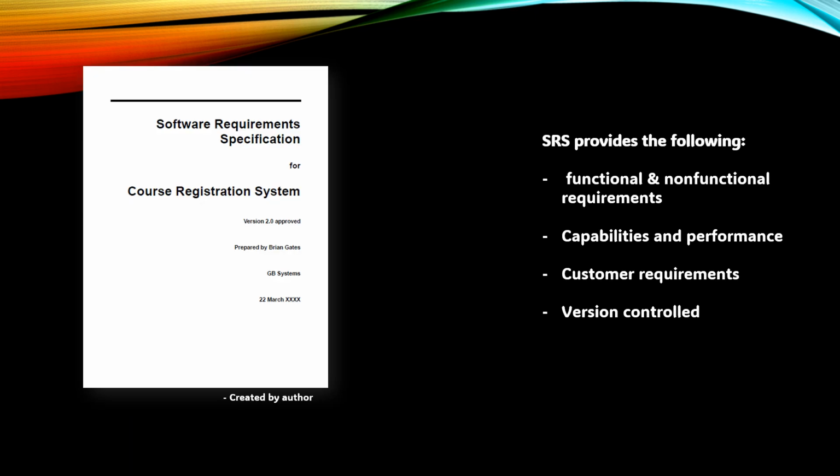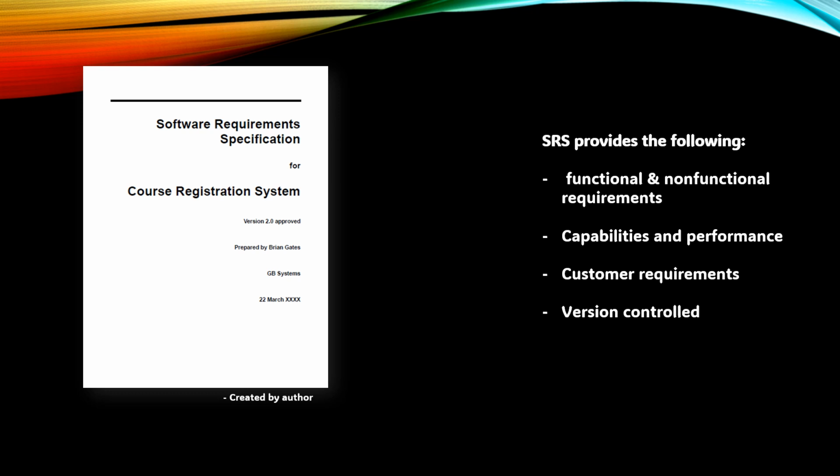A software requirement specification or SRS is a document used to detail the functional and non-functional requirements for a software product, define the software's capabilities and its performance, and provide the customer or stakeholders with details on how the software satisfies their requirements. The SRS is a controlled document used by the entire software development team to guide them throughout the software development process and ensure they are meeting those established requirements.